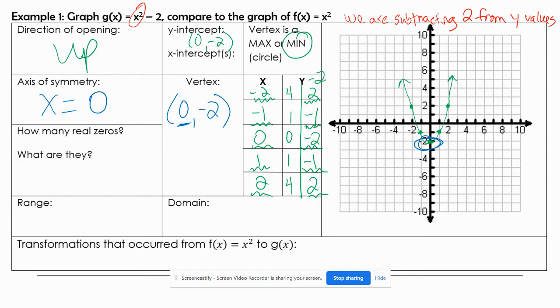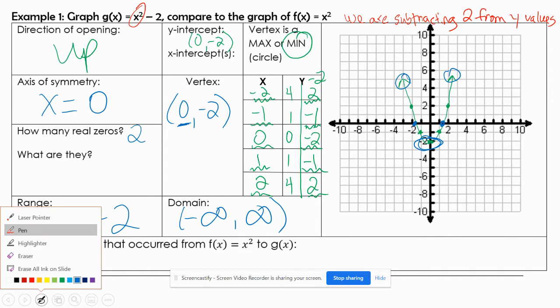How many real zeros are there? So real zeros are x-intercepts. So we have to be able to see them on our graph. And we can see x-intercept here and here. And again, we're not really sure what those are, so we're not going to answer that part of the question, but we do see 2 real zeros. Our domain is still -infinity to infinity because we still have our arrows here at the ends. Our range, we're opening up, so y is greater than or equal to, and the y value of our vertex is -2, so greater than or equal to -2.